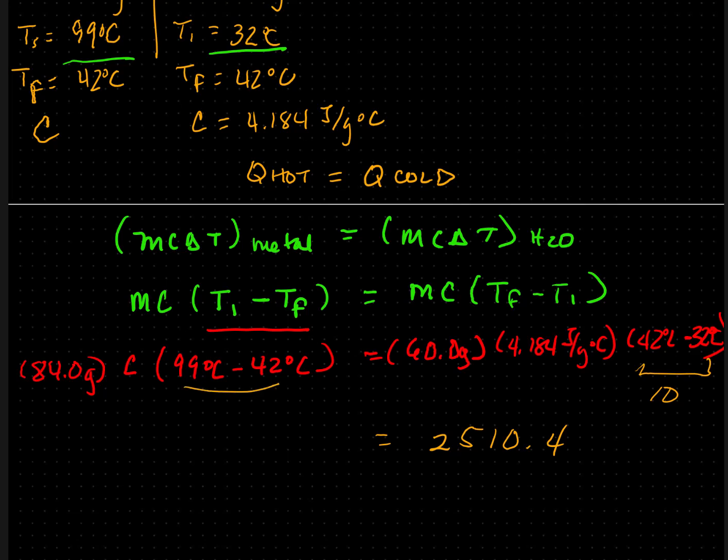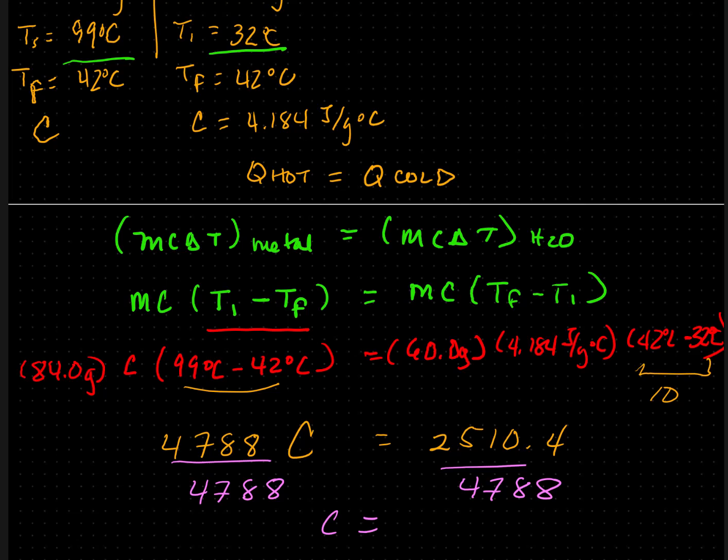So you're going to do the parentheses work first again, which will give you 4,788 times the constant. To get the C by itself, I need to divide both sides by 4,788. And C equals 0.5243 joules per gram degrees Celsius.